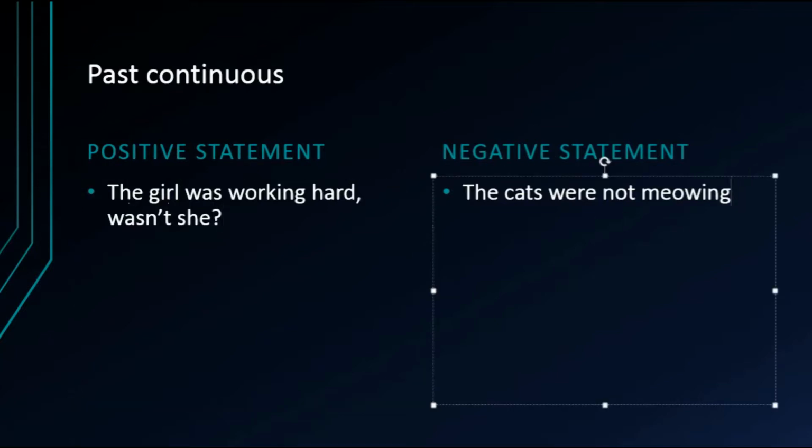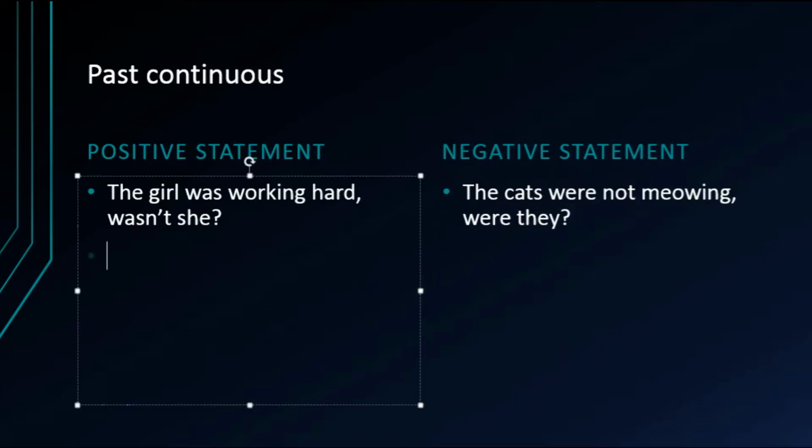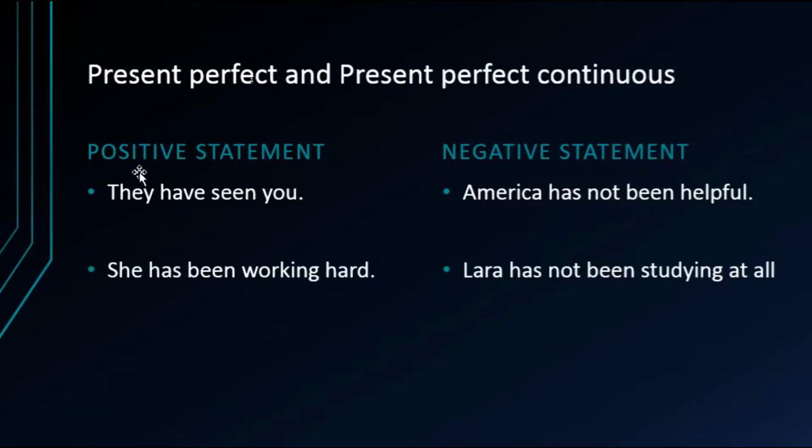The cats were not meowing. Were, right? Because it's negative, it's going to be positive. Were they? Because the cats are plural, right? Were they? And we go on like this to present perfect and present perfect continuous.